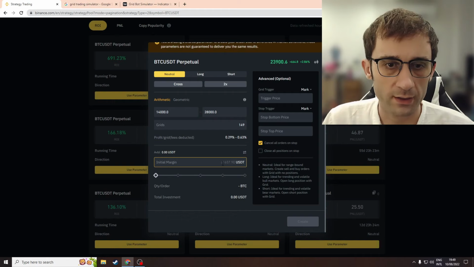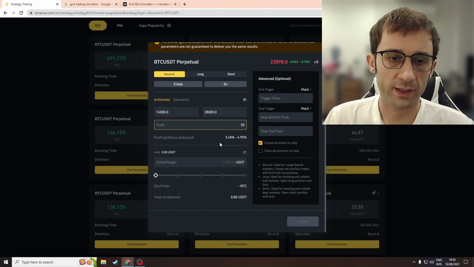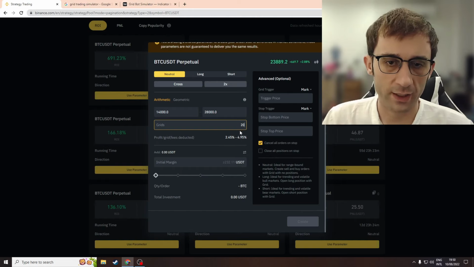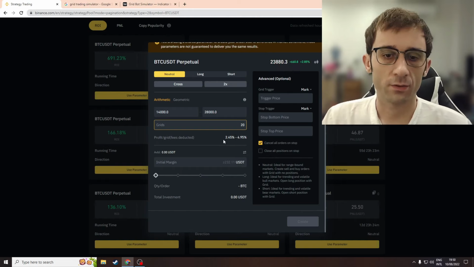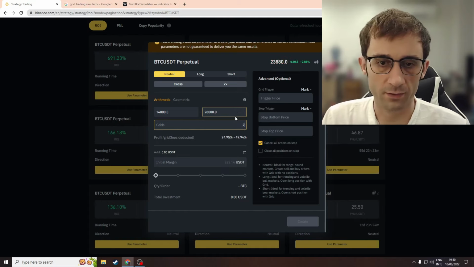So for this one on BTC, for example, we need to have $1,657. You can reduce the amount of margin or capital you need by reducing the number of grids. For example, if I reduce the grid down to 20, we only need $232, but the range we're trying to capture is a lot wider. So we have to wait a lot longer to get a good return on investment on this type of trading strategy. So I always recommend to use the maximum available grid.